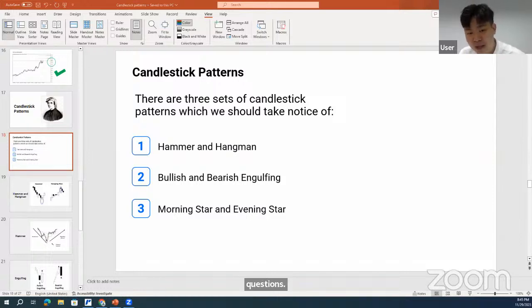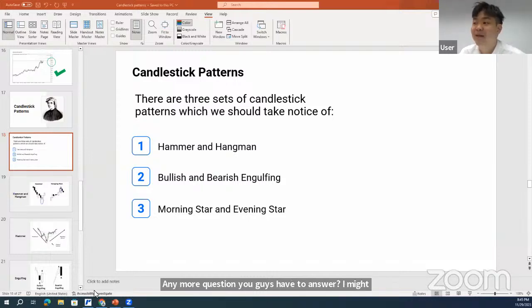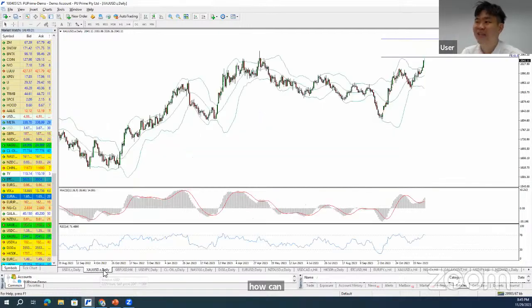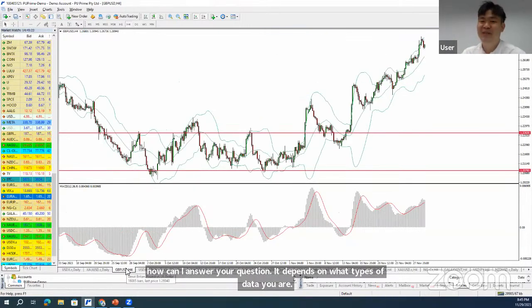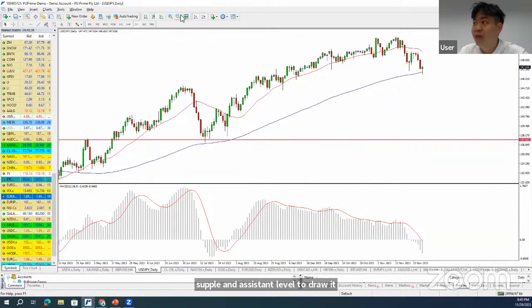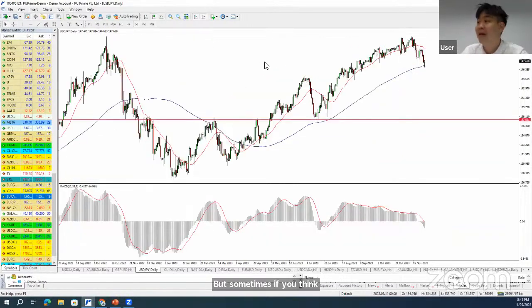Ahmad actually asked when it's better to use Fibo retracement instead of locating support and resistance areas. Okay, so let me see how I can answer your question. It depends on what type of trader you are. Sometimes you are lazy to draw all the support and resistance levels, then you can just use the Fibo. Fibo uses a calculation method, but of course, it's better for you to use your own support and resistance levels to draw it. Fibo is just a tool, but sometimes if you think your support and resistance level is better, you can make a comparison.